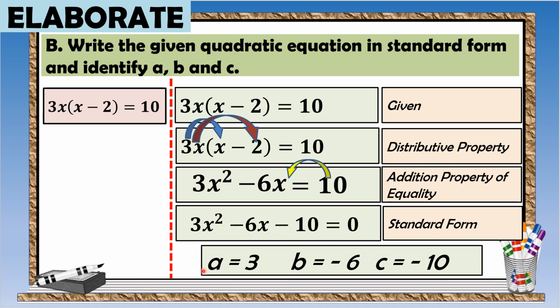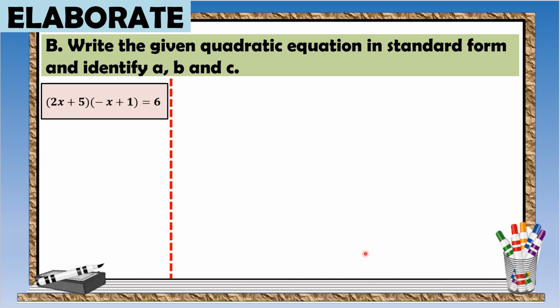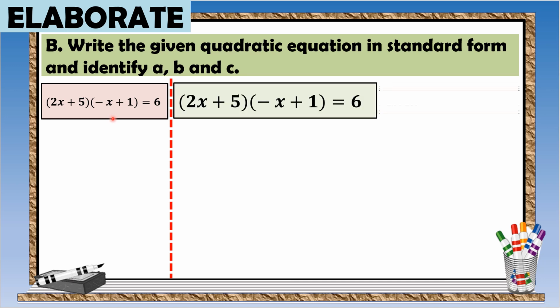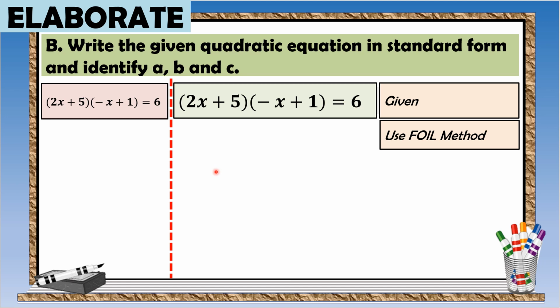To identify the values of a, b, and c, we have a equals 3, b is negative 6, c is negative 10. Next, we have 2x plus 5 times the quantity negative x plus 1 equals 6. So this is the given. We are going to use the FOIL method.